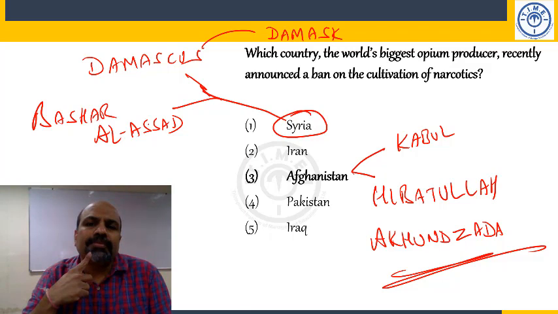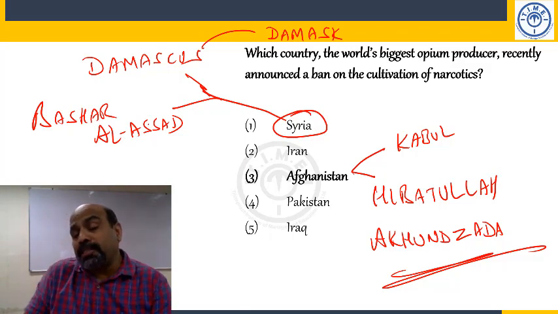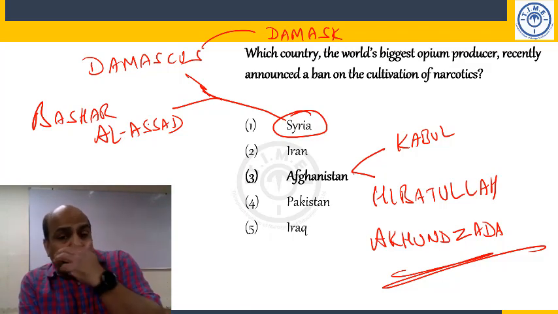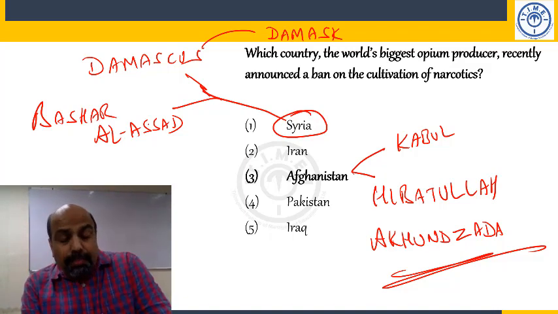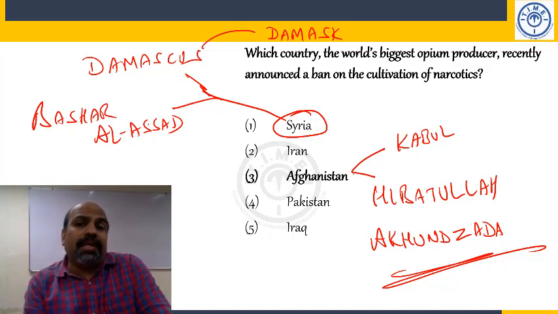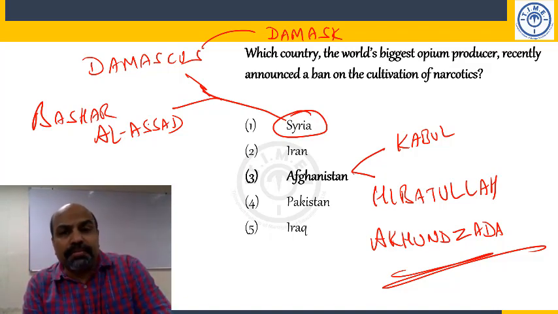By the way, after Afghanistan, the second biggest producer of opium is Myanmar, M-Y-A-N-M-A-R, India's eastern neighbor.